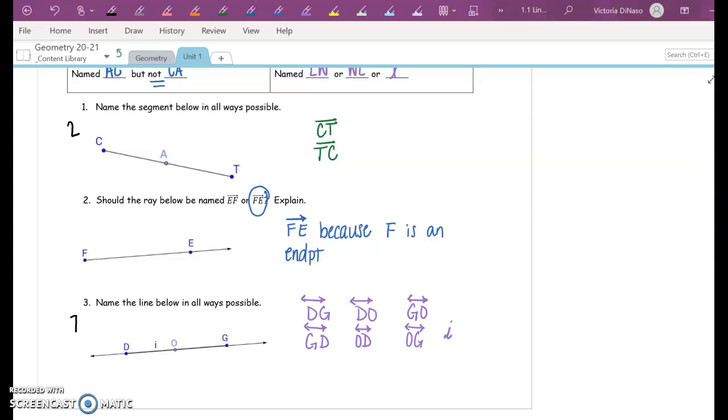Number 2, the ray can only be named as FE with the arrow going through the E because F is an endpoint. And then finally, number 3, name the line in all possible ways. We have arrows going through all points. So we have DG, GD, DO, OD, GO, OG, and then we have our lowercase cursive I.